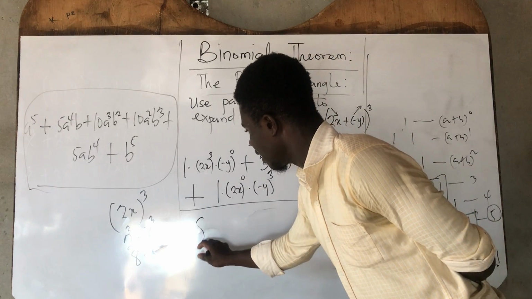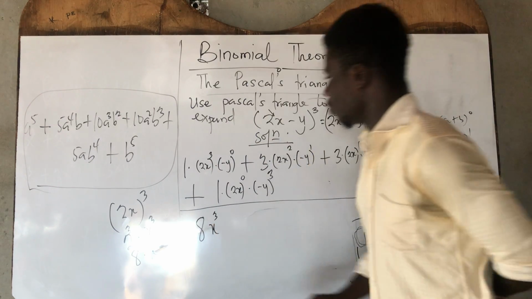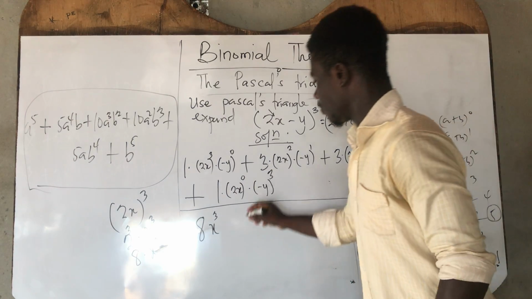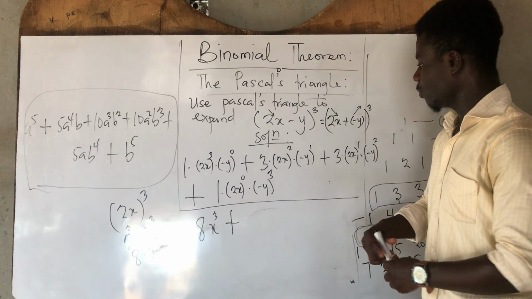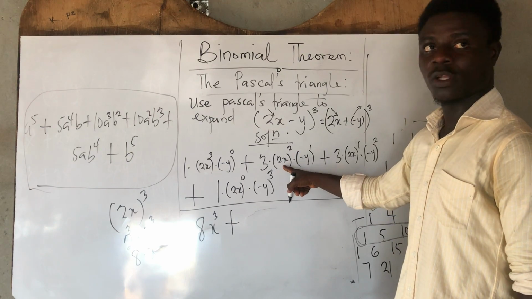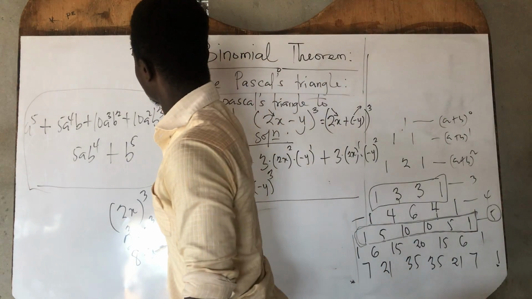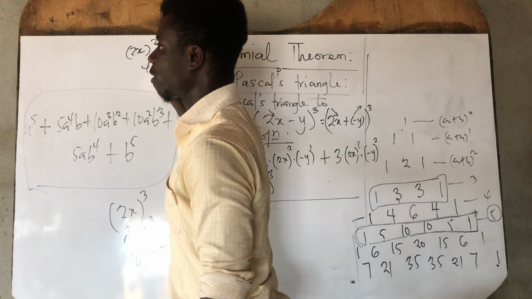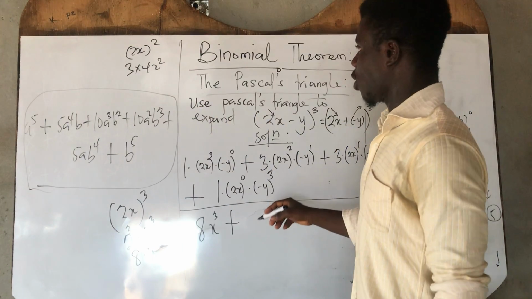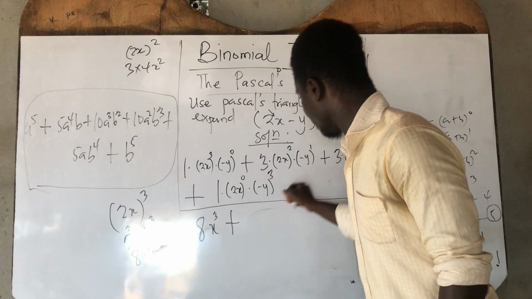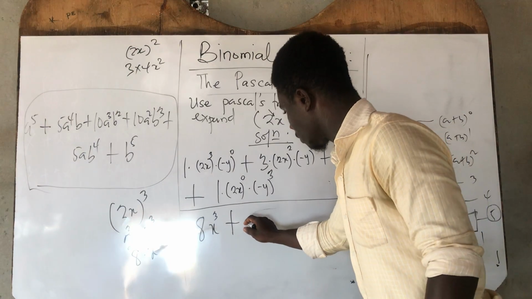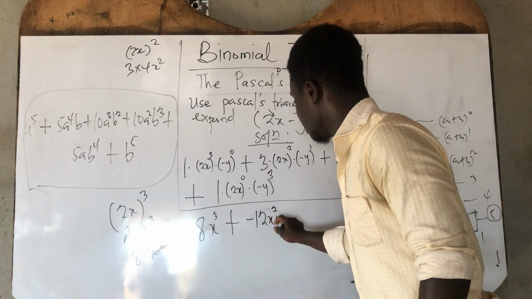So we get 8x cubed. Then here, plus, we have 3 times this 2x all squared. 2x all squared, we get 4x squared. 4x squared times this 3, we get 12x squared. Now 12x squared will multiply this, which is minus y. So we get minus 12x squared y.